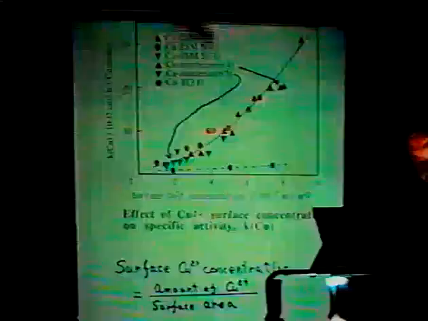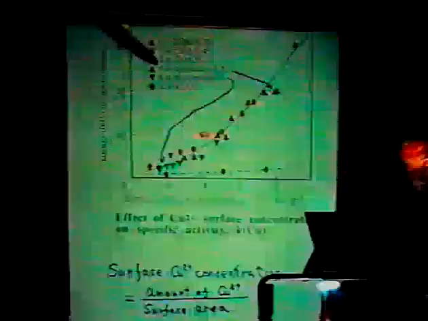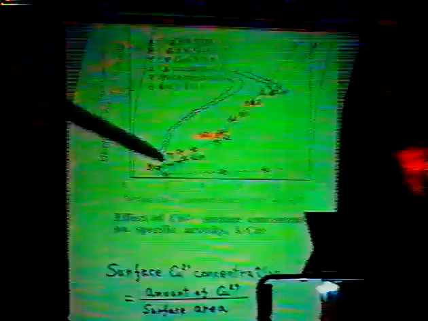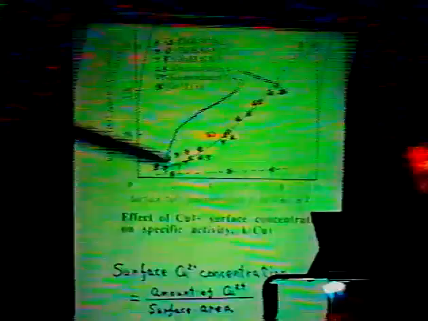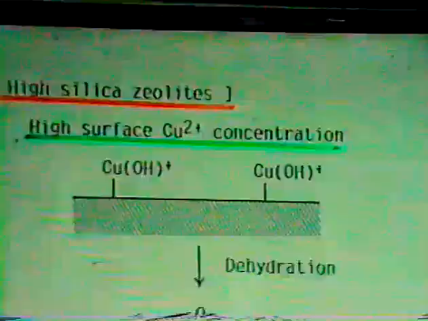In this figure, the relationship between kCu, that is the activity per one copper atom, and the surface copper concentration for all the copper exchange zeolite catalyst examined here. The surface concentration of Cu2 plus was obtained by dividing amount of Cu2 plus cation by surface area. In contrast with the former figure, all the kCu values are clearly expressed by a single curve, except the case of copper white zeolite.